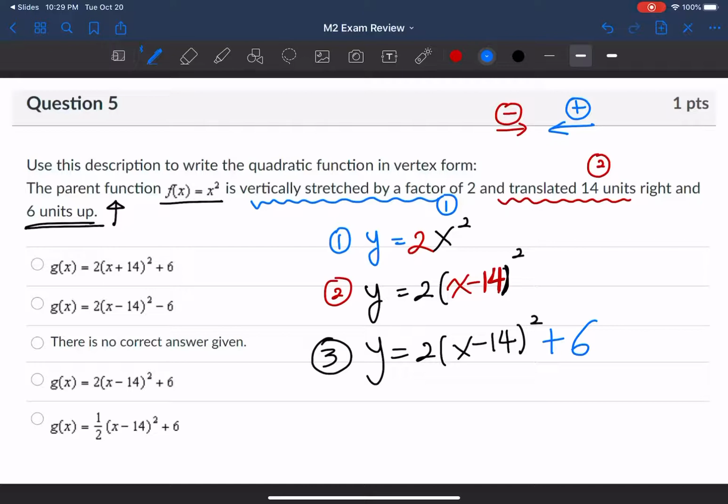Okay, so where is my answer? To this one. Okay, clear?